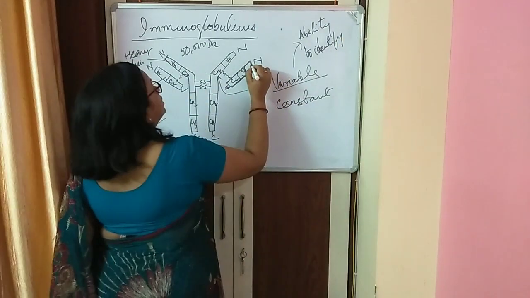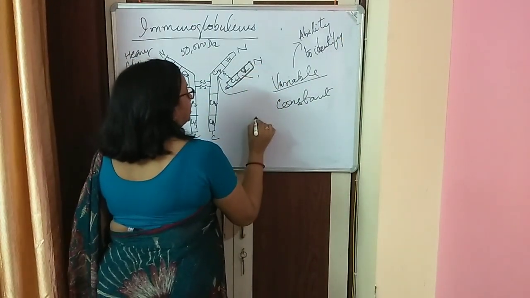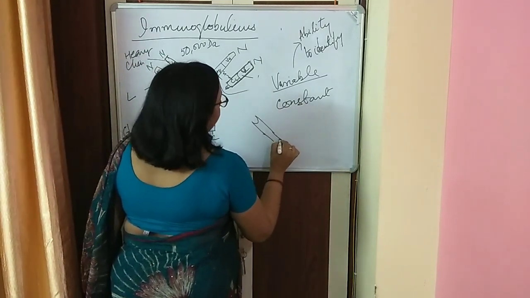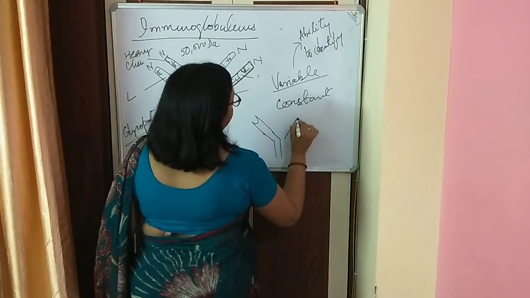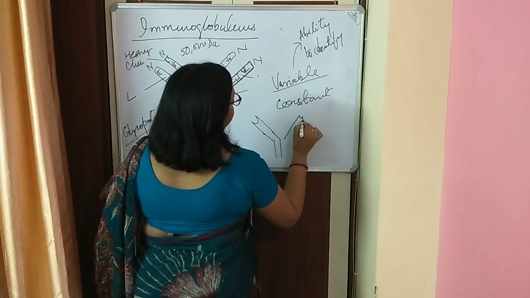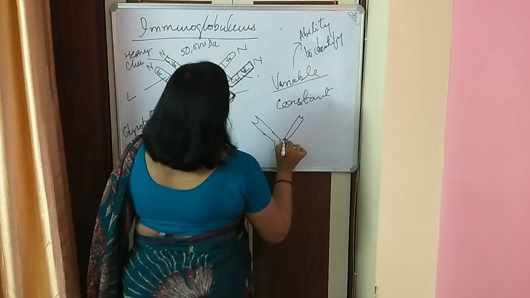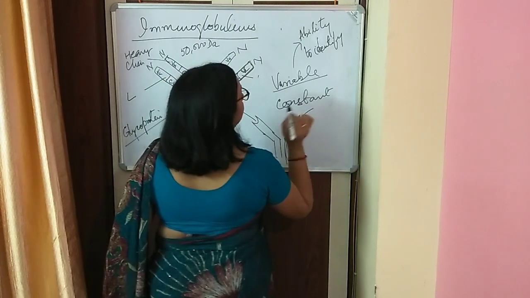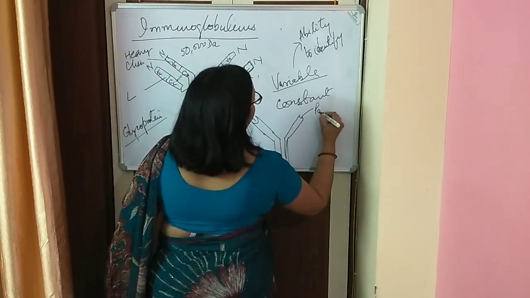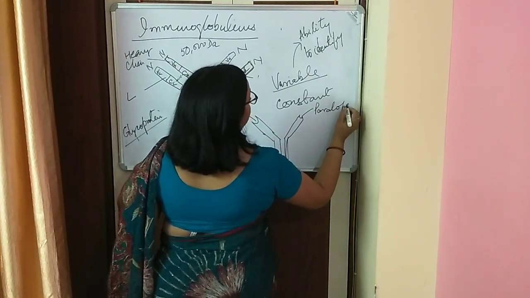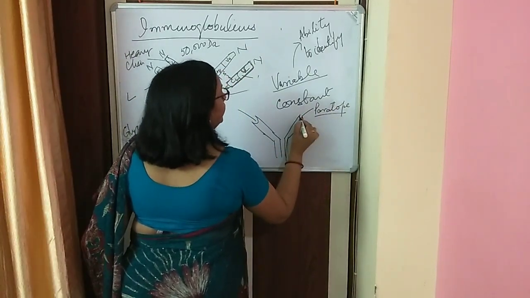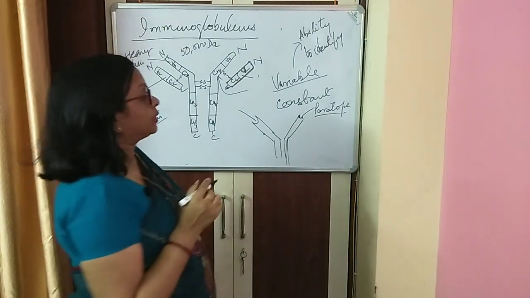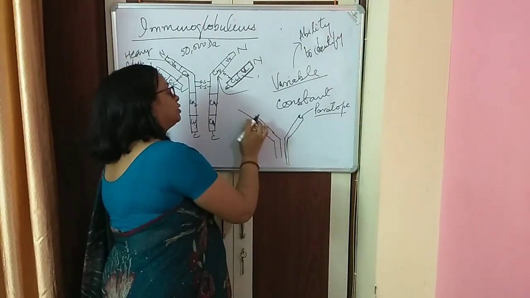So this structure here you can make like this. Suppose this is the arm of the heavy chain. These structures I told you earlier also are called paratope. It has to identify which kind of epitope it is binding. So epitope is present on the antigen and paratope is present on the antibody.